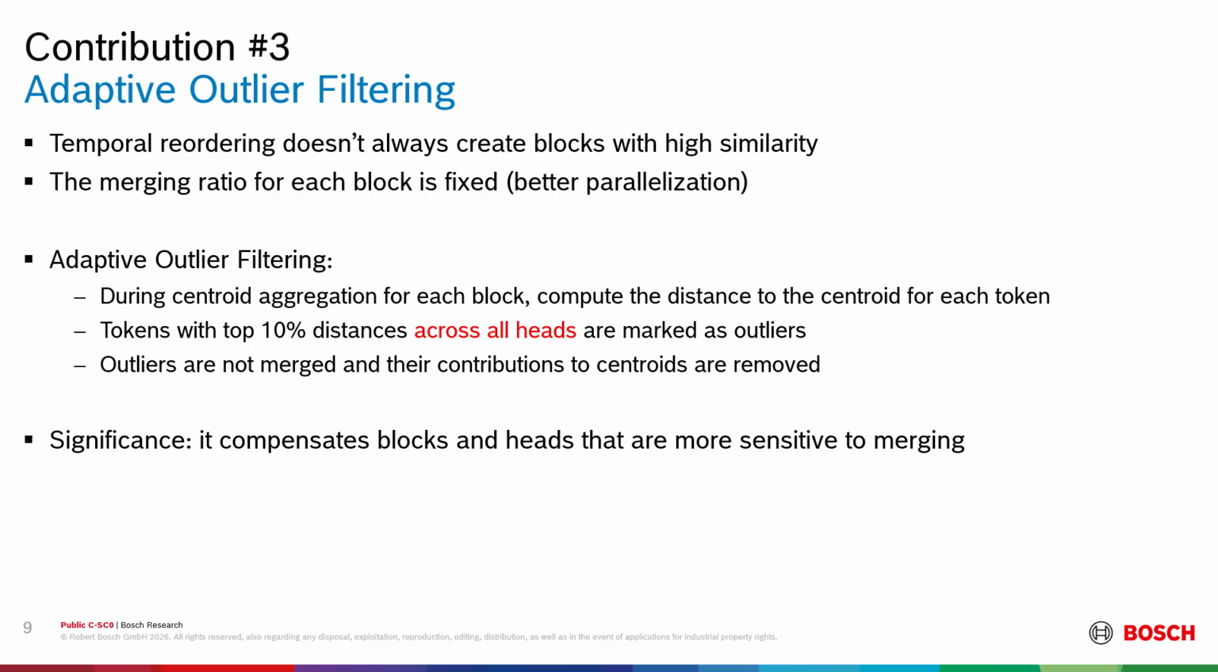The third contribution is adaptive outlier filtering. Temporal reordering is useful, but not every block is equally safe to merge. Some blocks or some heads contain tokens that are far from their merged centroid. We first compute the distance from each original token to its merged token. Then, under a global budget, we mark the top distance tokens across all heads as outliers. These outliers are not merged, and their contributions are removed from the centroid. This compensates for difficult blocks and sensitive heads while keeping a fixed merging ratio for efficient implementation.